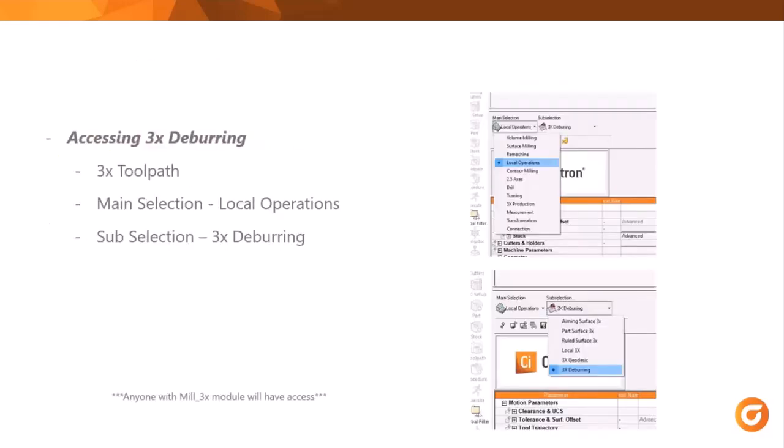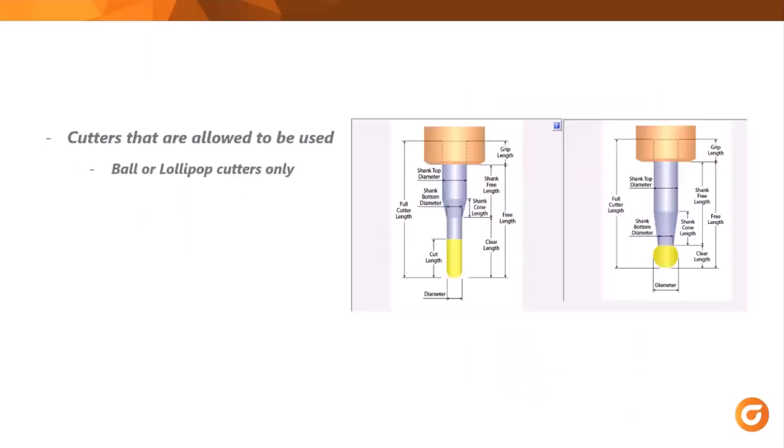To access 3x deburring, first, you'll need to create a 3x toolpath. Then under the main selection, it will be local operations, and the sub-selection is 3x deburring. And as for what types of cutters are allowed to be used with this procedure, there are just two, either a ball or a lollipop cutter.